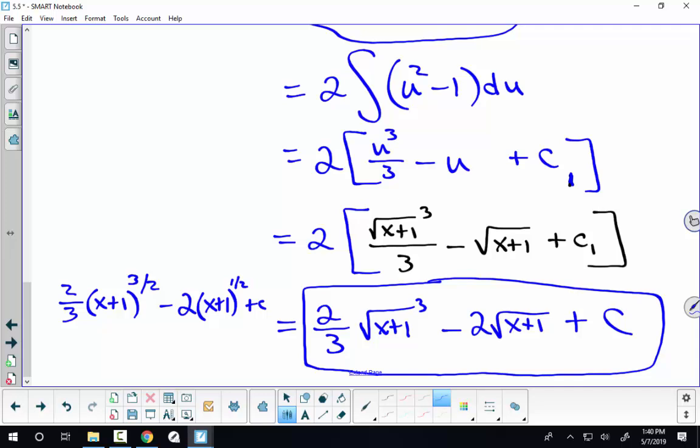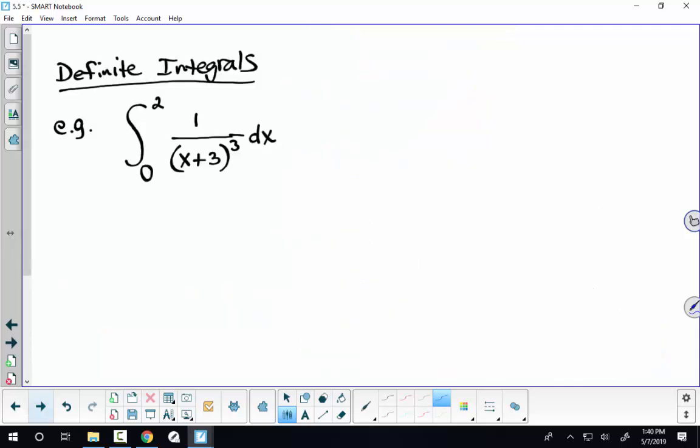So now we've talked about how to use u-substitution to find the antiderivative. Now we'll talk about when we have to compute the net area or a definite integral. Really, you've got 2 options you can take here. Just as a reminder, when we compute this integral from 0 to 2 of 1 over x plus 3 cubed, the 0 is an x value and the 2 is an x value. So you do have to keep that in mind.